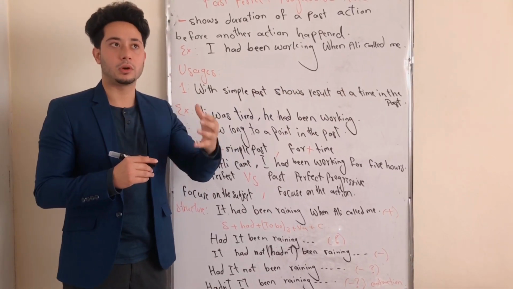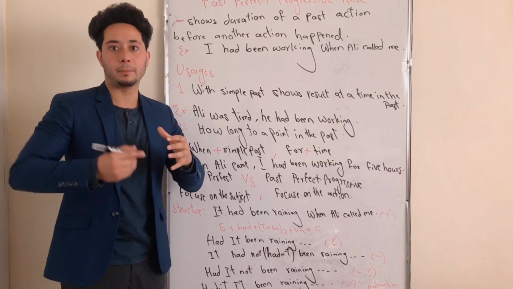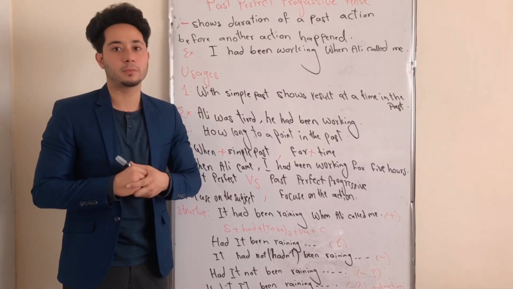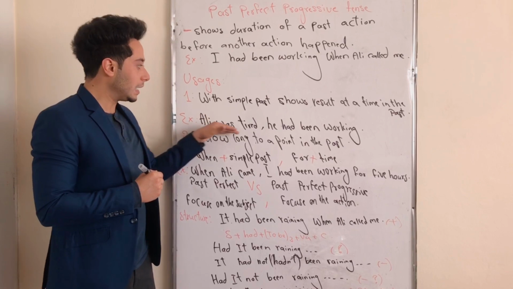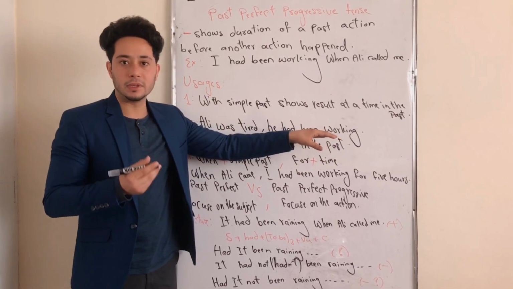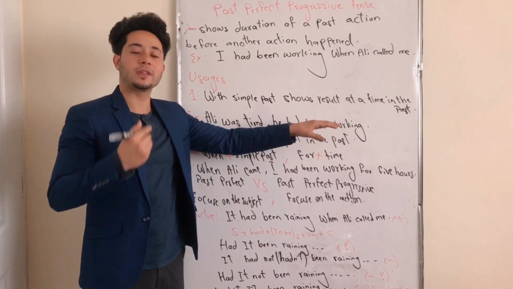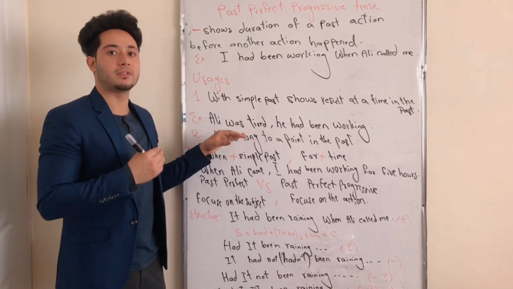It means when we are talking about a result at a time in the past, at that time we can use past perfect progressive tense. For example, Ali was tired, he had been working. It means the consequence of working a lot is that now Ali is feeling tired.